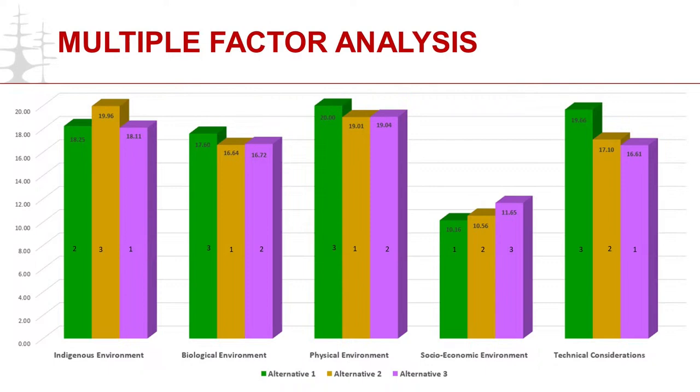And again, the lower the score, the less impact. So you can see under indigenous environment, the number one ranked alternative was alternative three because it had the lower score. Not by a lot, but it was still a lower score. So this gives you an idea of how each alternative ranked according to each of the factors: indigenous environment, biological environment, physical environment, socioeconomic environment, and technical considerations. We can move to the next slide, please.